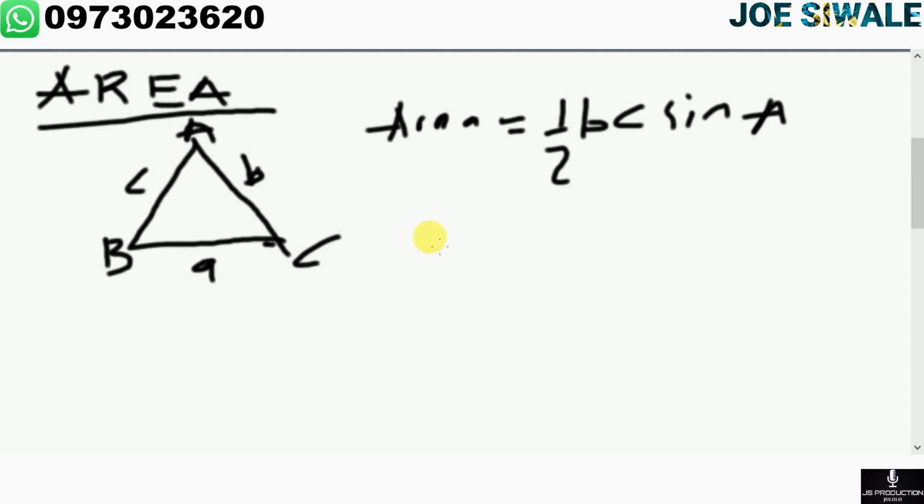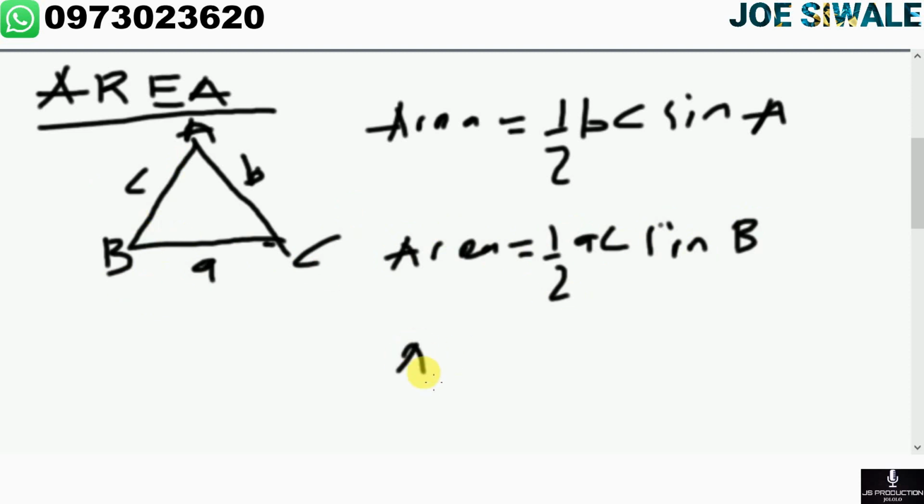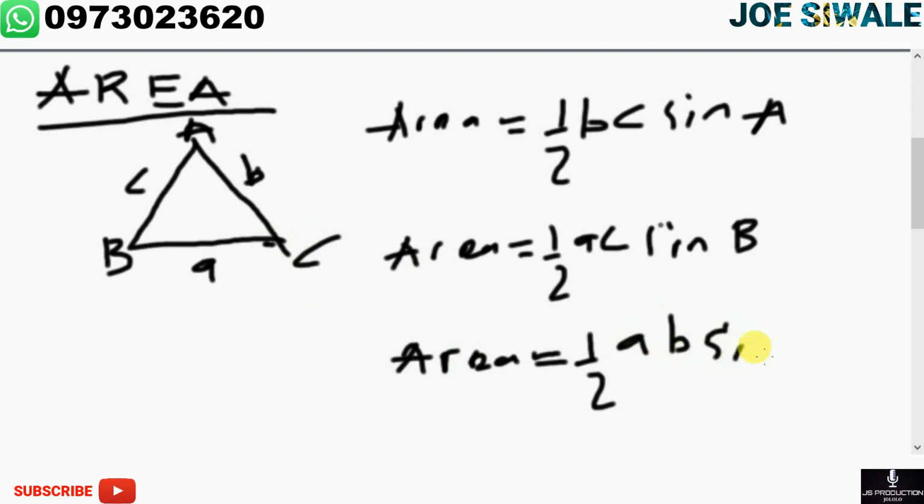What if you have been given the angle at B? So if the angle here is at B, we can say half AC sine B for the angle that you have been given. What if you have been given the angle at point C? So this will be area is equal to half, since the angle is here, so which means half AB sine C. So these are the formulas that you need to take into consideration. Let us now look at an example.